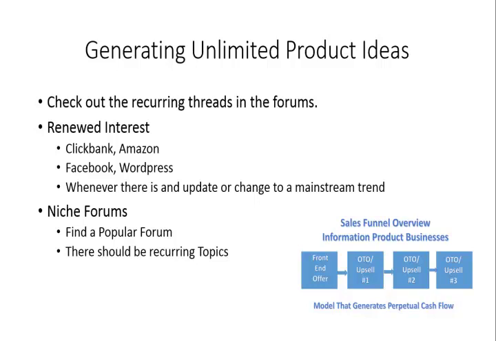You're going to go inside of the forum, and you're going to start looking for recurring topics. If you have any reservations about how you do that, you simply go to Google and type in the name of your niche and online forums, and start looking inside of the forums based on your subject, looking for those recurring topics inside of that forum.